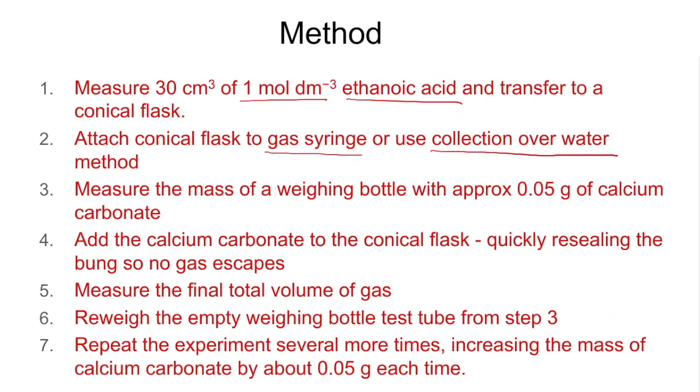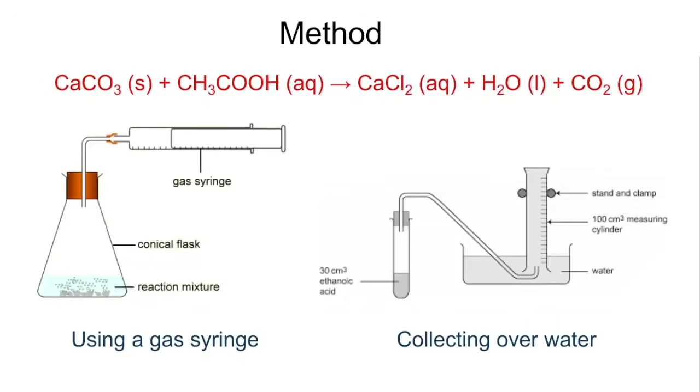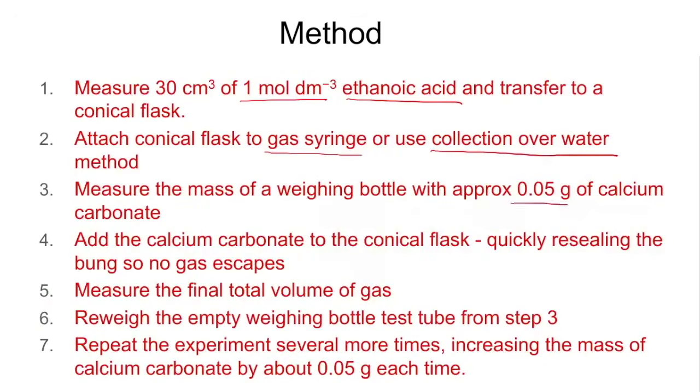We measure the mass of a weighing bottle with approximately 0.5 grams of calcium carbonate. We then add the calcium carbonate to the conical flask, quickly resealing the bung to make sure that no gas escapes. This is extremely important. We then allow the reaction to be carried out, and when the reaction stops, we record the final total volume of gas.